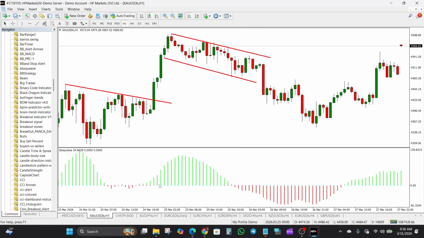So the green indicates buy signals, the red indicates sell signals. You can look out for additional confirmations before executing your trade. Pay attention to your price action, candlestick patterns, chart patterns, and you can also use other indicators for additional confirmation.